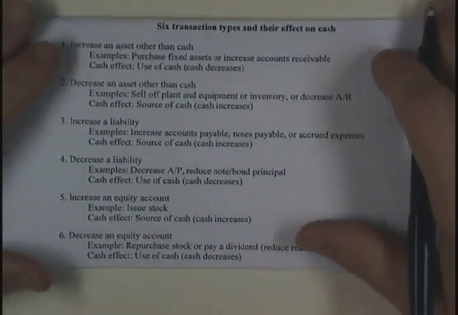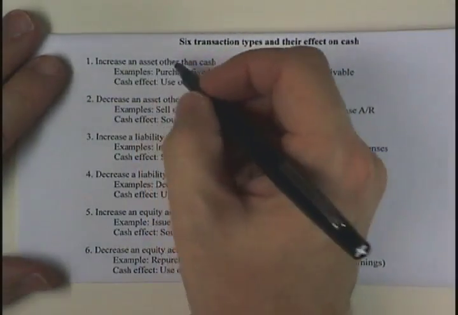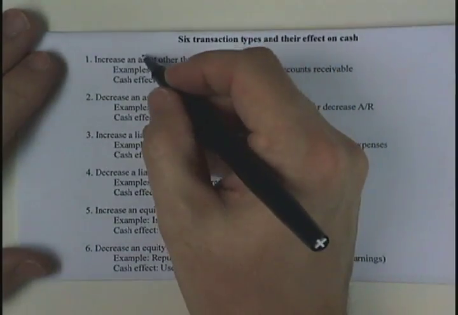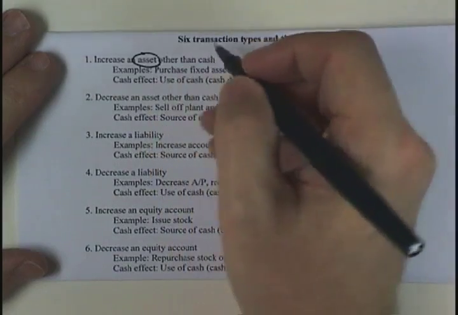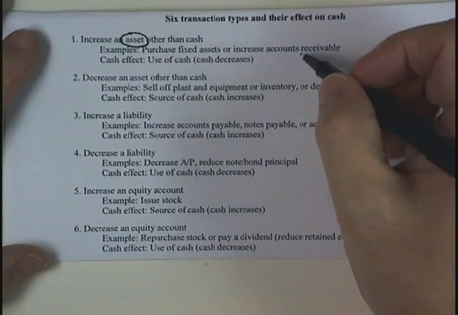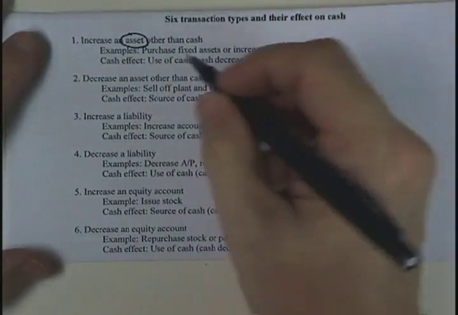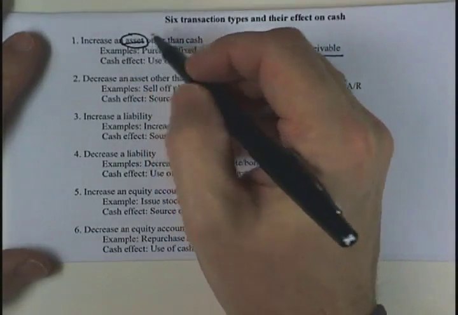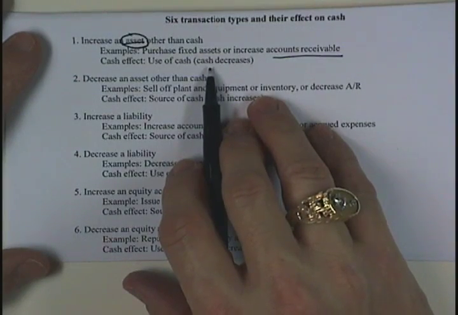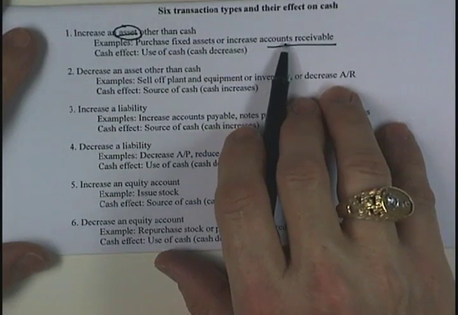This document at the beginning of the accounting review assignment might be helpful. It tells you how to think about transactions and their effect on cash. Take an asset, anything other than cash that's an asset, such as buying fixed assets or an accounts receivable where your customer has your cash, you don't have your cash. An increase in an asset other than cash is going to decrease your cash, such as you purchase an asset, it's going to take cash to do that, or your accounts receivables where your customer has your cash and you do not.